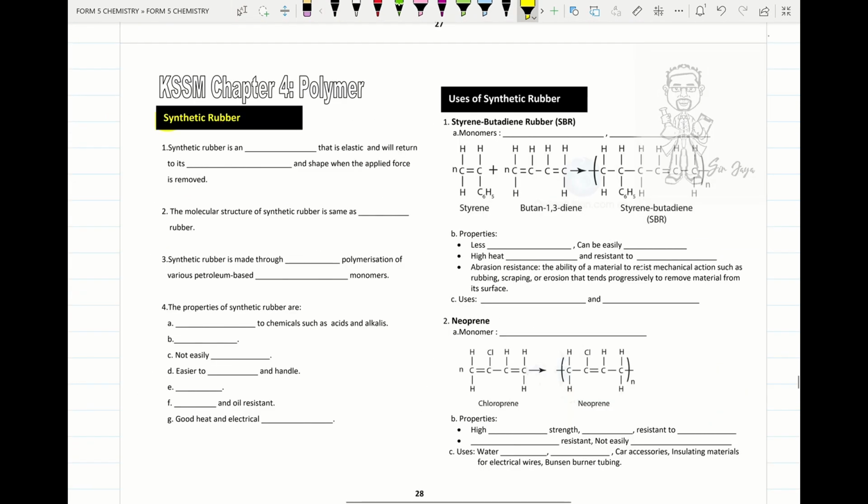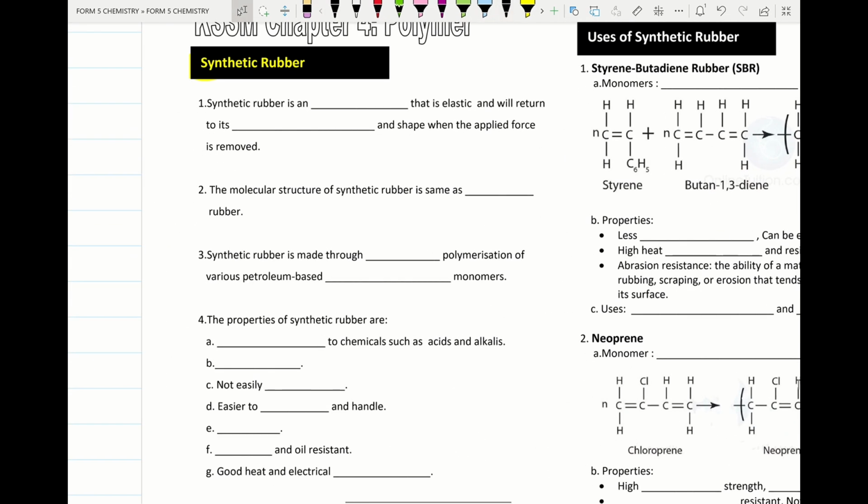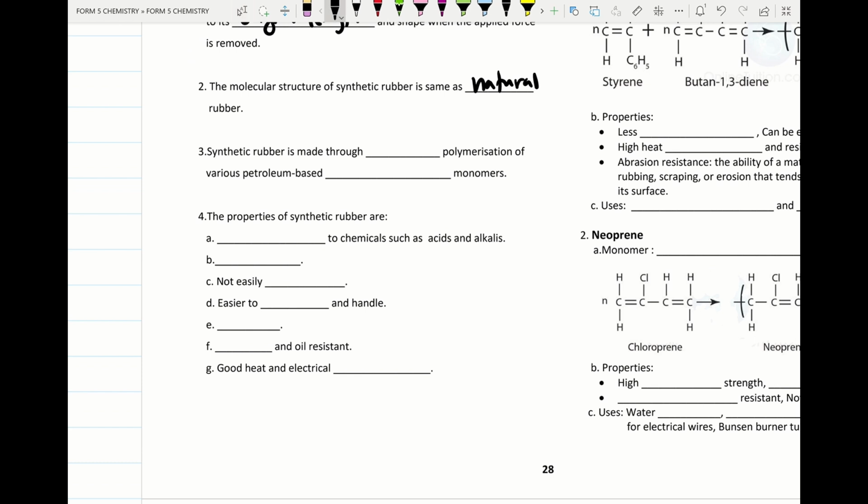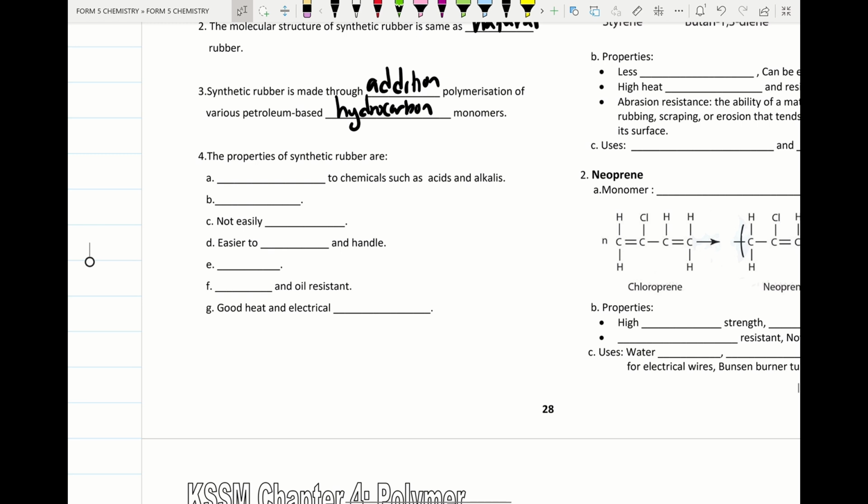On to synthetic rubber, the properties of synthetic rubber and the examples of synthetic rubber. So synthetic rubber is an elastomer, that is elastic and will return to its original length and shape when the applied force is removed. The molecular structure of synthetic rubber is the same as natural rubber. Synthetic rubber is made through addition polymerization of various petroleum-based hydrocarbon monomers.